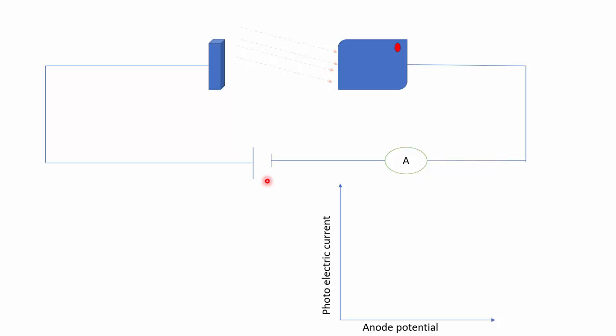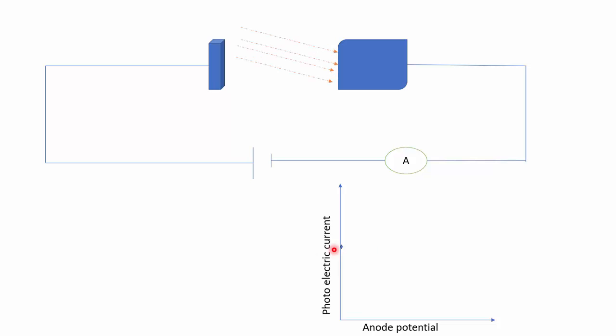Let us say when I have less voltage, few electrons come out, because there might be many electrons, but because of the less voltage, the pull, the force of attraction by the positive potential, will be less. So let us say one electron comes out when the voltage is less, and I get some value of current.